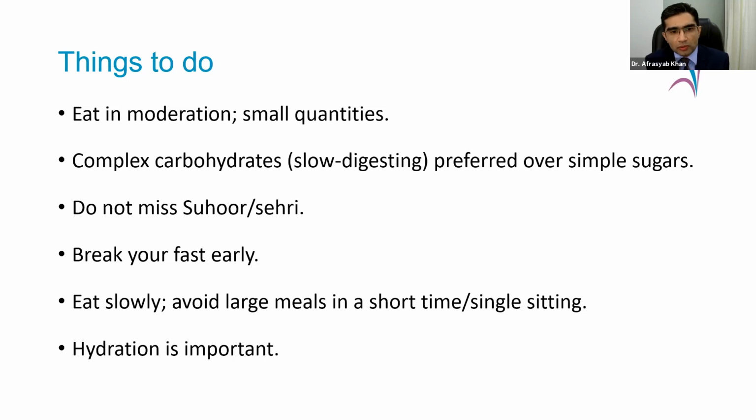So things to do during this month would be to eat in moderation, in small quantities, and prefer complex carbohydrates, which are slow digesting. This is preferred over simple sugars, of course. And break your fast early, as soon as you can. Do not miss sahri or suhoor. When you're eating, try to eat slowly. Avoid large meals in a single sitting or in a short period of time. And hydration, of course, is important. Again, this should be spread over the course of the time that you're allowed to eat and drink.